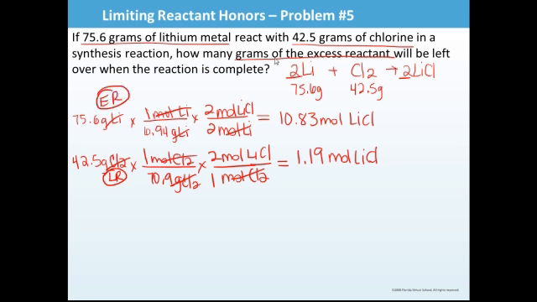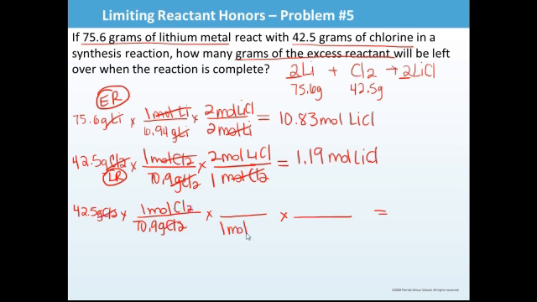So the question asks how many grams of the excess reactant will be left over. So first I have to figure out how much of my excess reactant am I going to use. So I'm going to start with my limiting reactant, 42.5 grams of chlorine gas, and I'm going to convert to grams of my excess reactant. And grams to grams is always a three-step process. I hope you've noticed that by now.